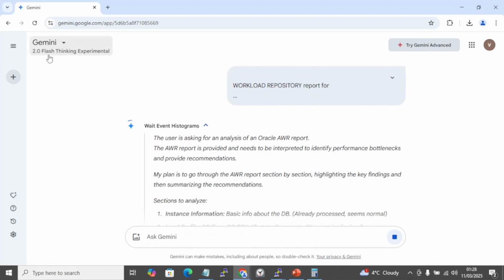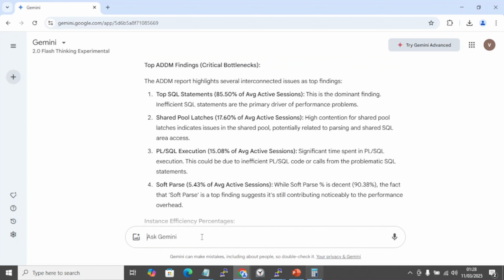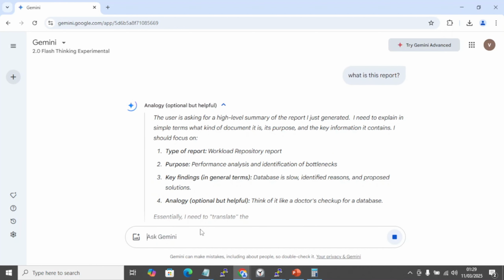So I used Gemini 2.0 Flash Thinking Experimental. This is an appendix sort of thing. Our main aim is to use NotebookLM, but how does Gemini perform compared to it? I uploaded a whole AWR report, but it did not consume all of it. It just allowed us to copy-paste a subset of the document, until the histogram only. If I ask the same question, let's say, what is this report? Let's see if it's able to give me an answer.